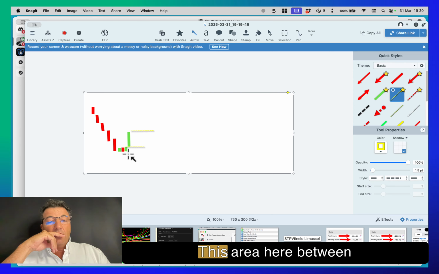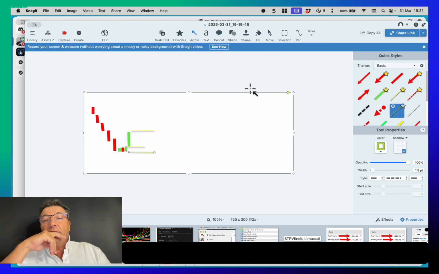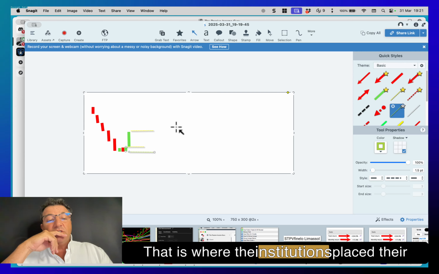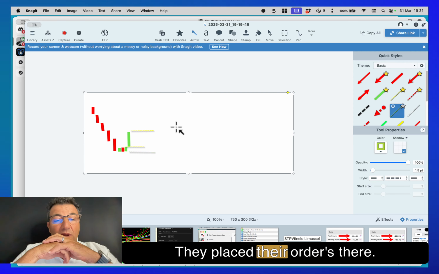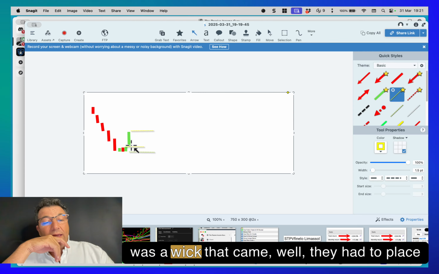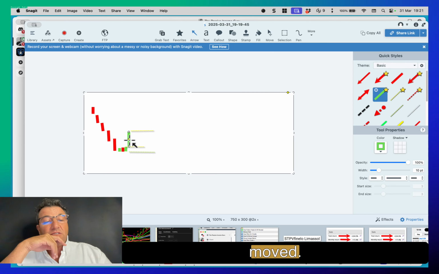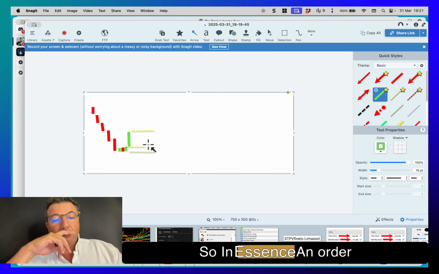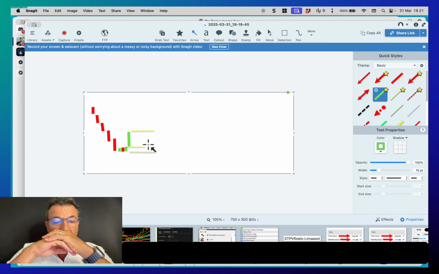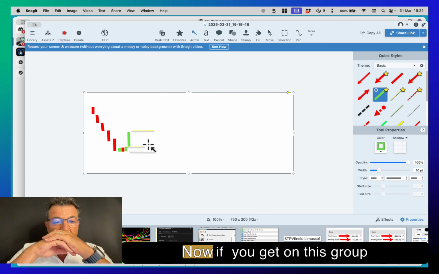Okay. This area here between the yellow line and this green candle, that is where the institutions place their orders. They place their orders there. Maybe there was a wick that came, well, they had to place their orders here, and then the price moved. So in essence, Rob, an order block is an area where institutions came in, placed their orders, and invested in the market to move price in the direction that they want.